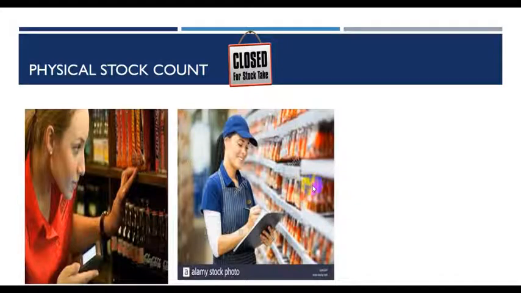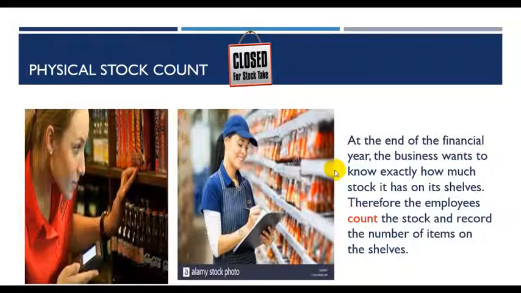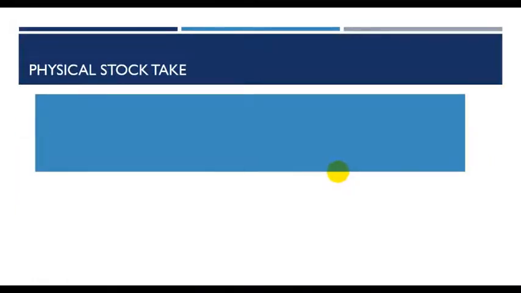And they already know the cost price of these items. So they can then calculate the value of their stock on the shelves. So they want to know exactly what is the value of the stock to make sure that it matches the value that they have recorded in their books. By the way, what could cause us to lose stock? Think about it as we move on.